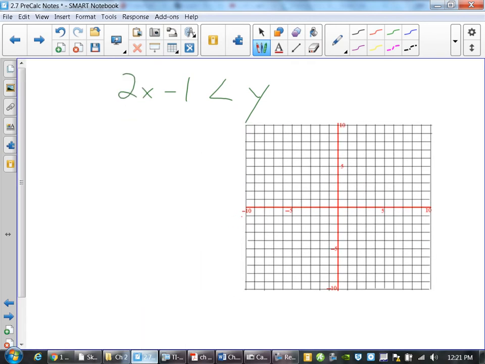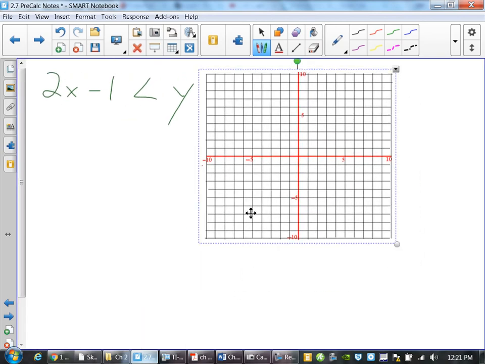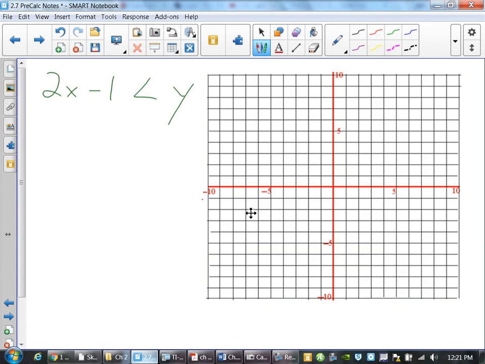But where would you start this graph? Where do you start that graph? 2x minus 1. Negative 1. At negative 1. And then what would you do? Up 2 over 1. Or down and left, correct? All right. When I connect those, was it a solid or a dotted line? Dotted. It's dotted again because it wasn't equal to.